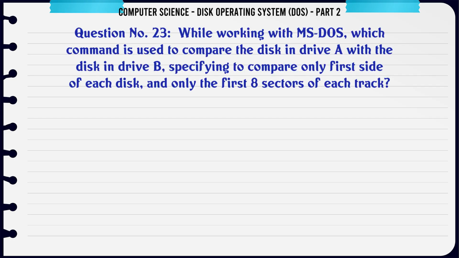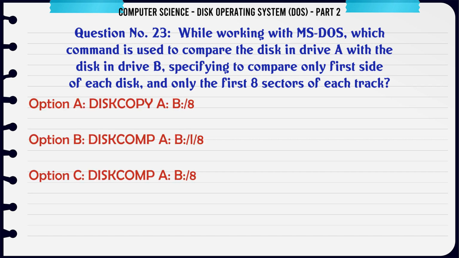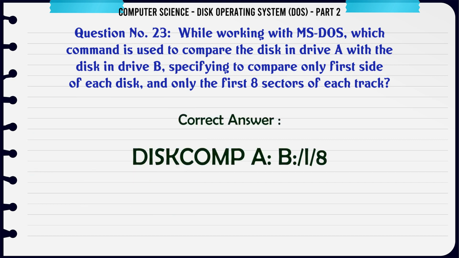While working with MS-DOS, which command is used to compare the disk in drive A with the disk in drive B, specifying to compare only the first side of each disk and only the first 8 sectors of each track? A. Diskcopy AB8. B. Diskcomp A: B: /1 /8. C. Diskcomp AB8. D. Diskcomp A: B: /1. The correct answer is Diskcomp A: B: /1 /8.